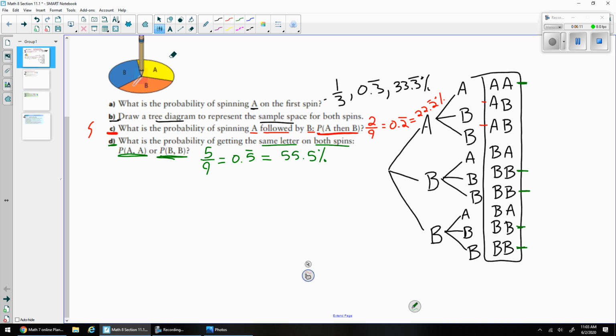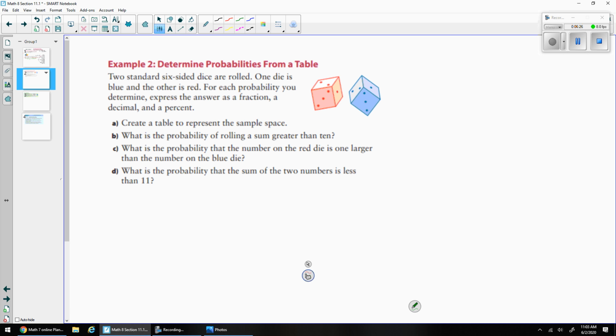So you just multiply your decimal by 100. So this 5 would be repeating. Multiply your decimal by 100 to find the percentage. Okay, and that's that. So here's a tree diagram to find our sample space. Sample space is all the possible outcomes.